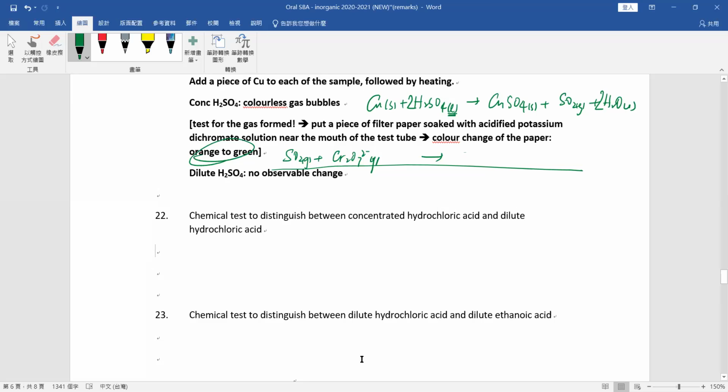And a chemical test to distinguish between dilute HCl and dilute ethanoic acid. How? Who hasn't answered anything?